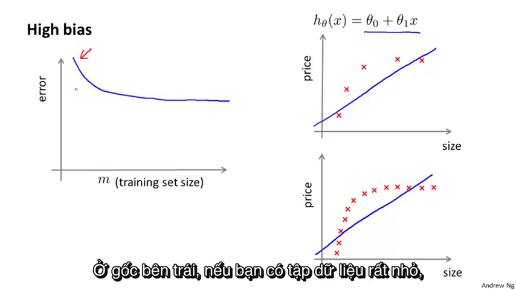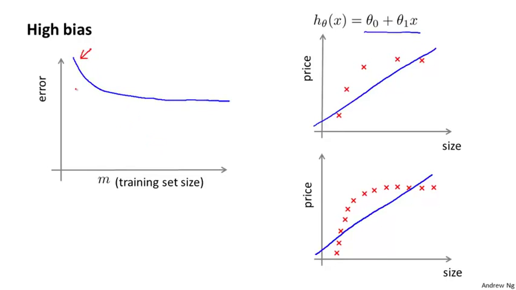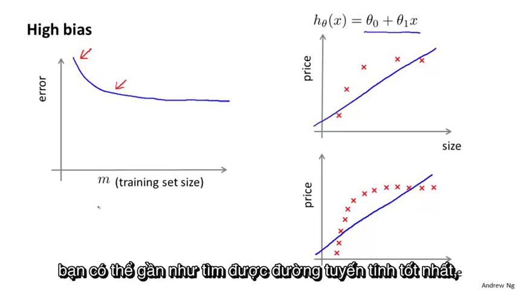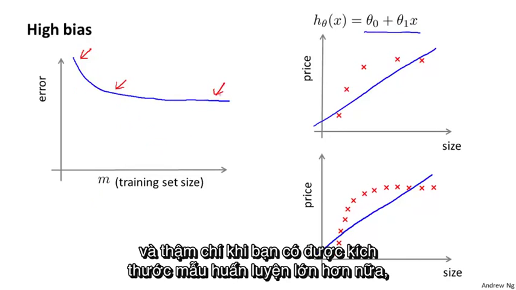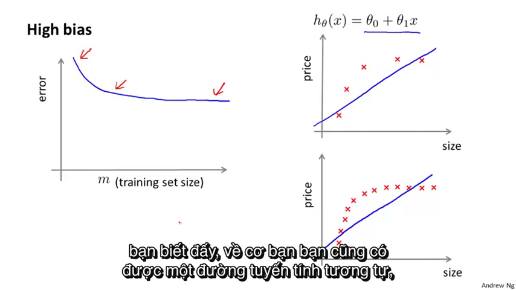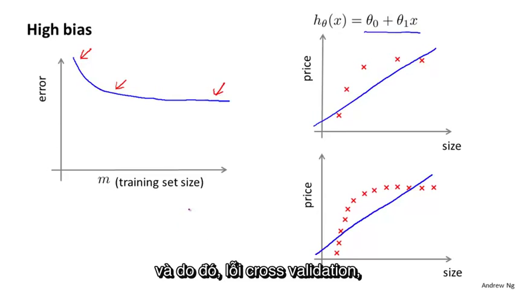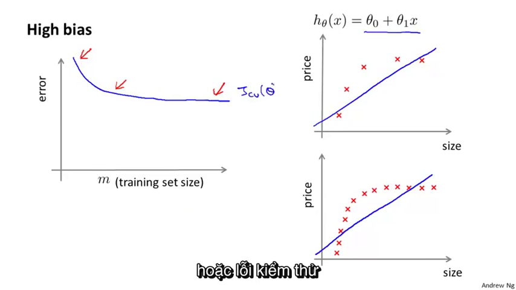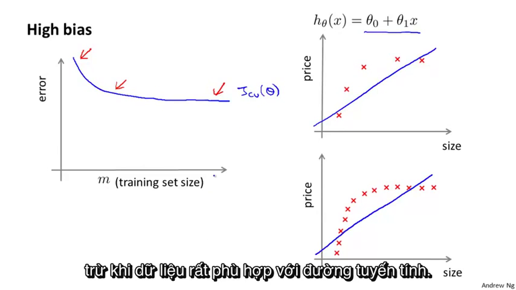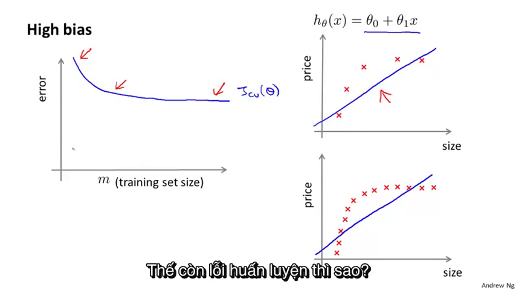Over here on the left, if you have a really minuscule training set size, like maybe just 1 training example, it's not going to do well. But by the time you've reached a certain number of training examples, you've almost fit the best possible straight line, and even if you end up with a much larger training set size, with a much larger value of m, you're basically getting the same straight line. And so the cross-validation error, or test set error, will plateau out or flatten out pretty soon once you've reached beyond a certain number of training examples that lets you pretty much fit the best possible straight line. And how about training error?